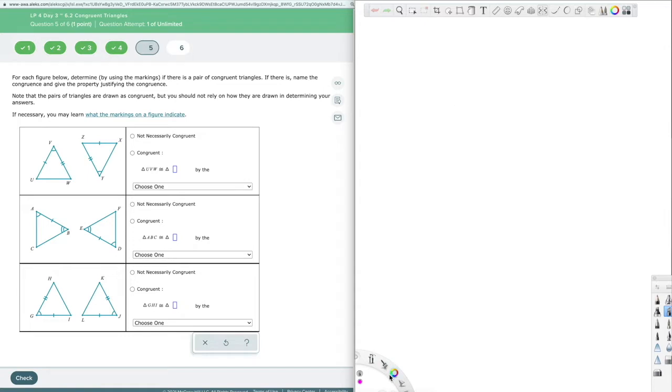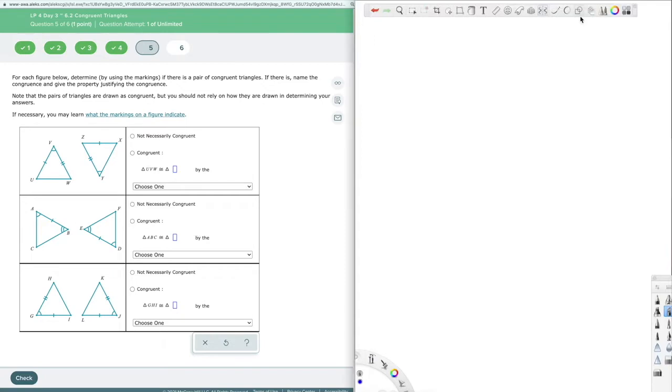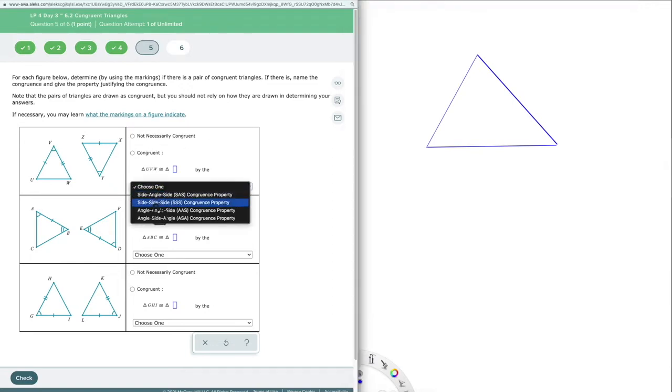And I'm going to pick a slightly less intense color there. So we're starting, and I can even show you the drop down. We have 4 different things to look at on this one as far as the property that we can choose. So let's take a look at them real quick. I'm going to draw a triangle. Boom, boom, boom. So here's my triangle. And I can use what's called side, angle, side; side, side, side; angle, angle, side; or angle, side, angle.